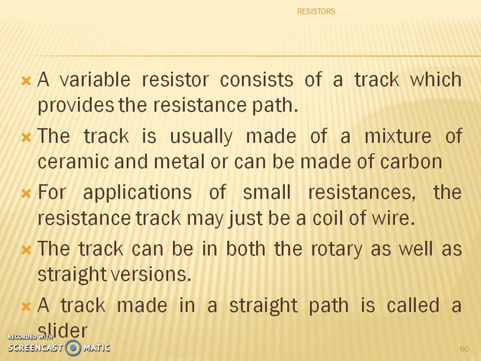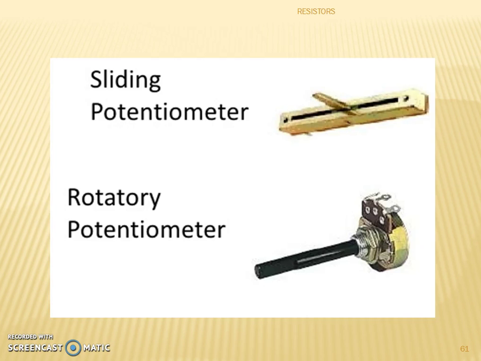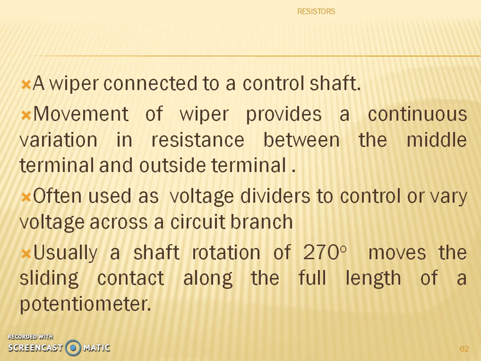A variable resistor consists of a track which provides a resistance part. The track is usually made of a mixture of ceramic and metal, or can be made of carbon. For applications of small resistances, the resistance track may just be a coil of wire. The track can be in both the rotary as well as straight versions. A track made in a straight path is called a slider. This is a sliding potentiometer and a rotary potentiometer.